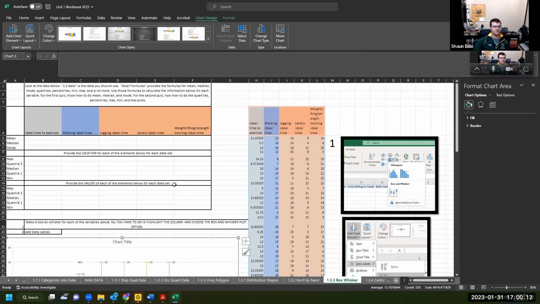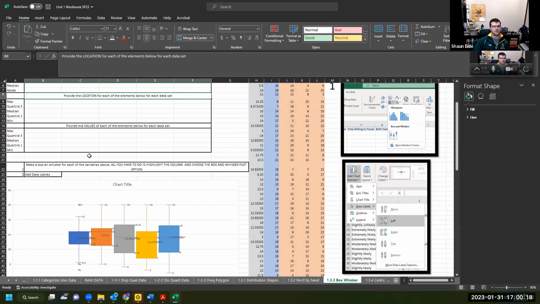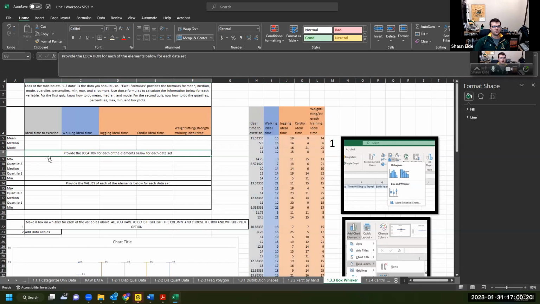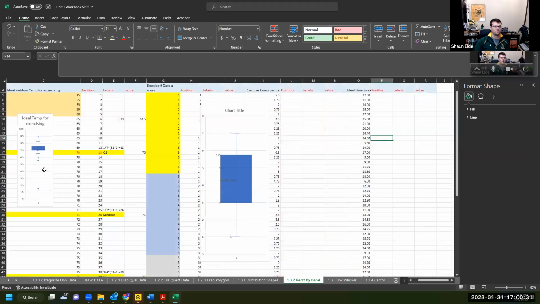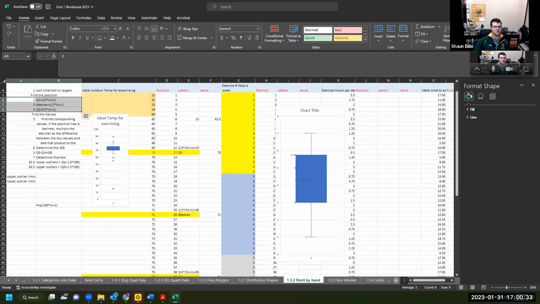As you're going, one thing is the location. For the location, you're still going to have to use the formulas each time. So just be aware of that. And those formulas that I'm talking about are these formulas right here. This will give you the position each time. Cool. And that's all that I got for the Excel.